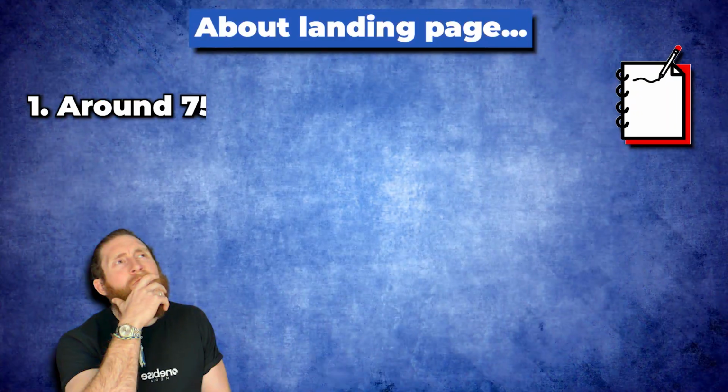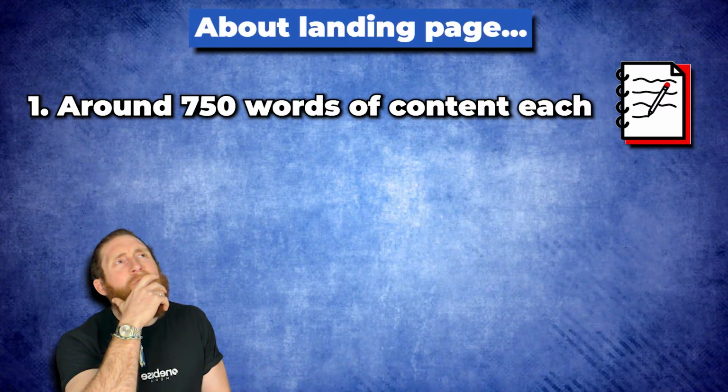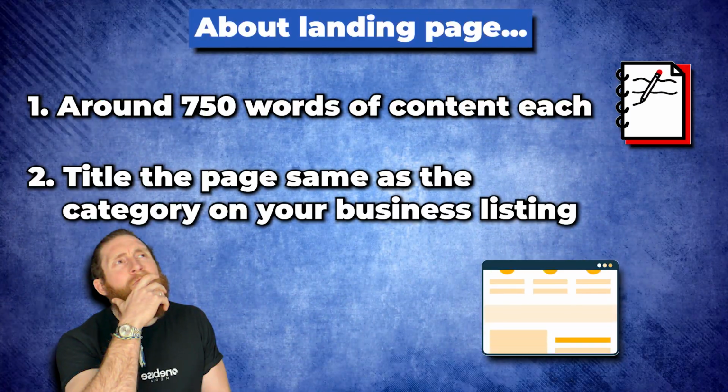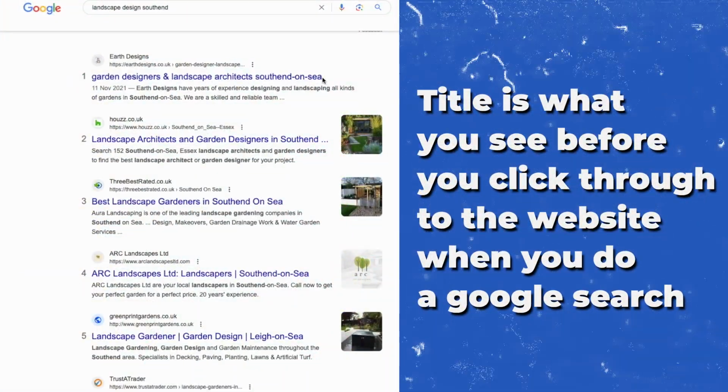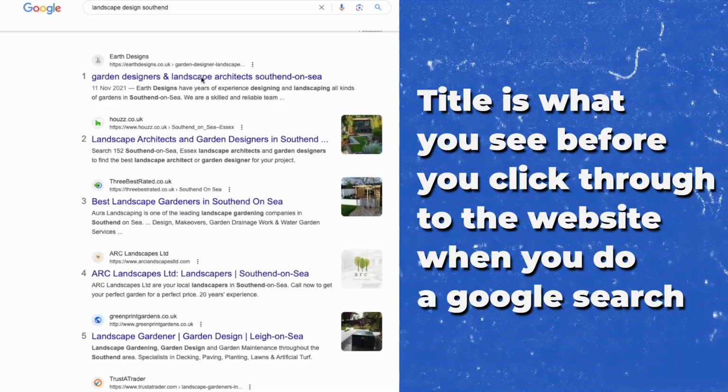Make the pages you build contain around 750 words of content each, and title the page the same as the category on your business listing. The title is what you see before you click through to the website when you do a Google search. So for example, if you have chosen the category landscape designer, you should now build a page with the same title and optimize the content with the keyword landscape designer.